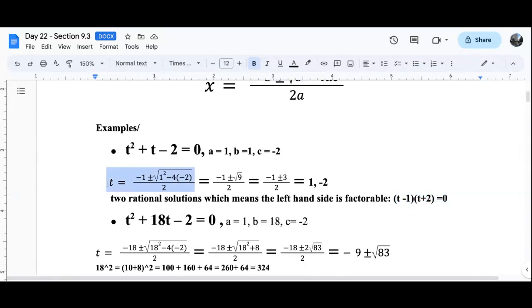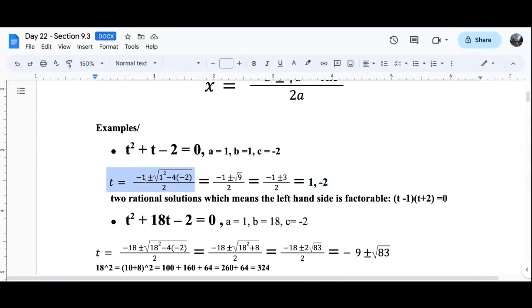We want to use the quadratic formula. So what do we do? We figure out a, b, c first. A is 1, because the number before t squared is by default 1. And also the number before t by default is 1. Then the constant term is negative 2. So I have a, b, c. Then we just plug into the quadratic formula.